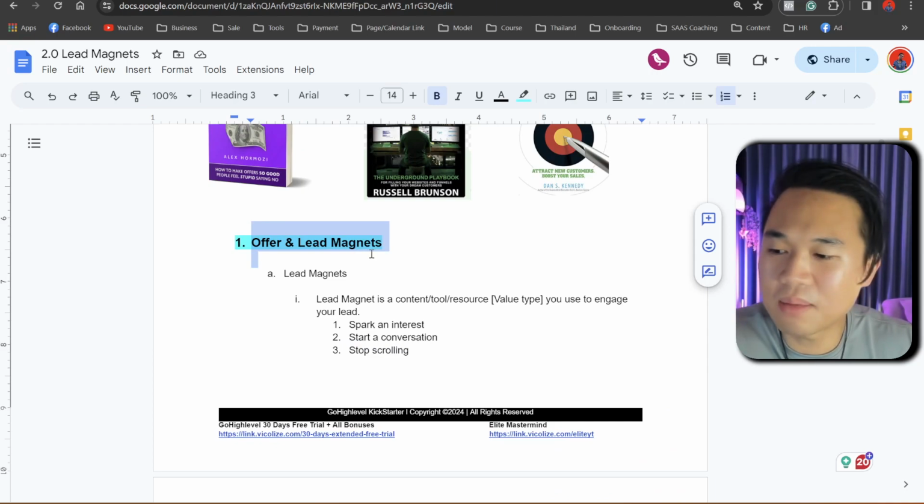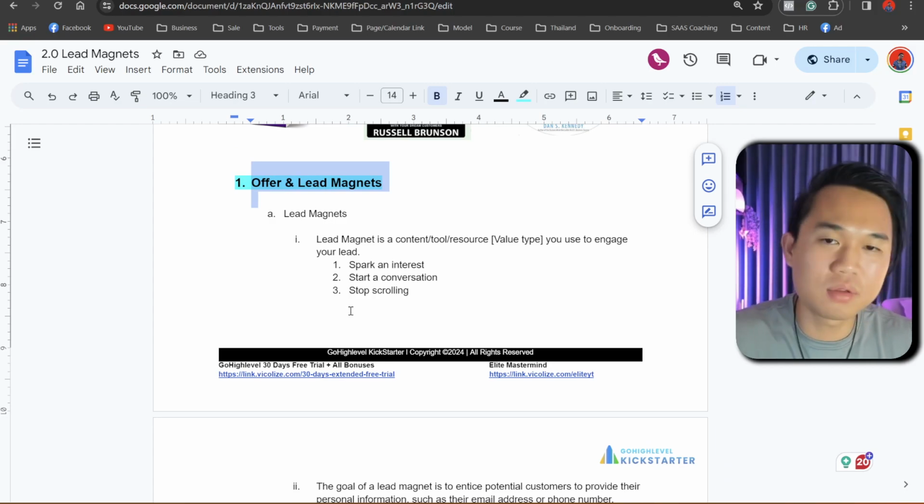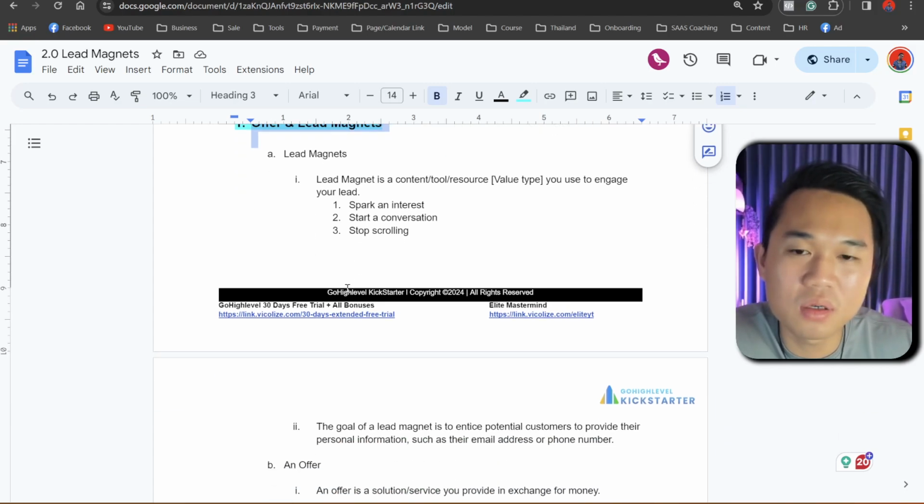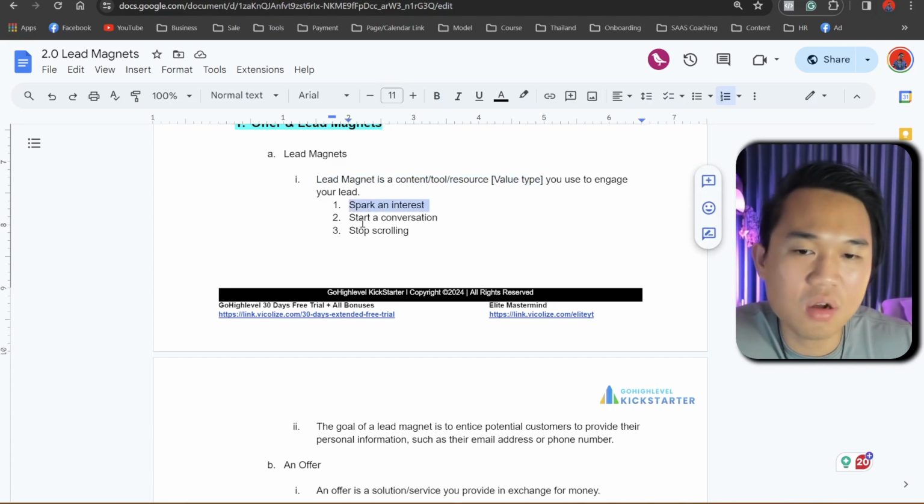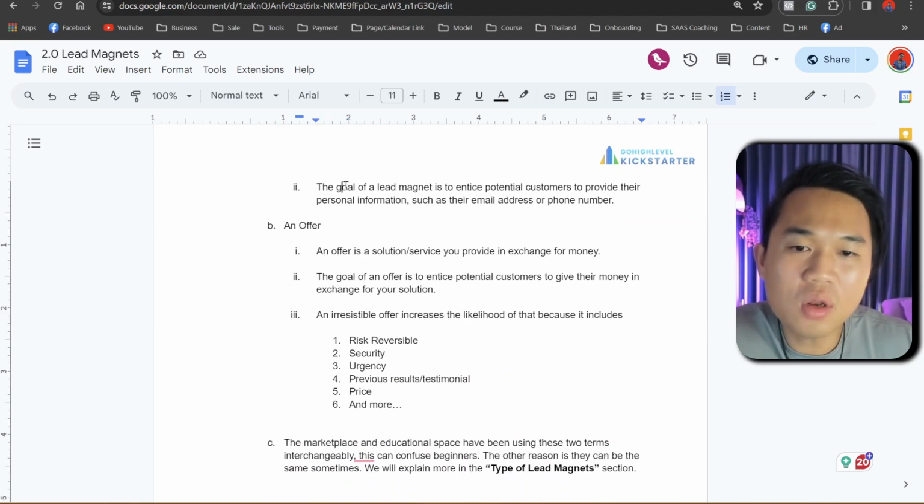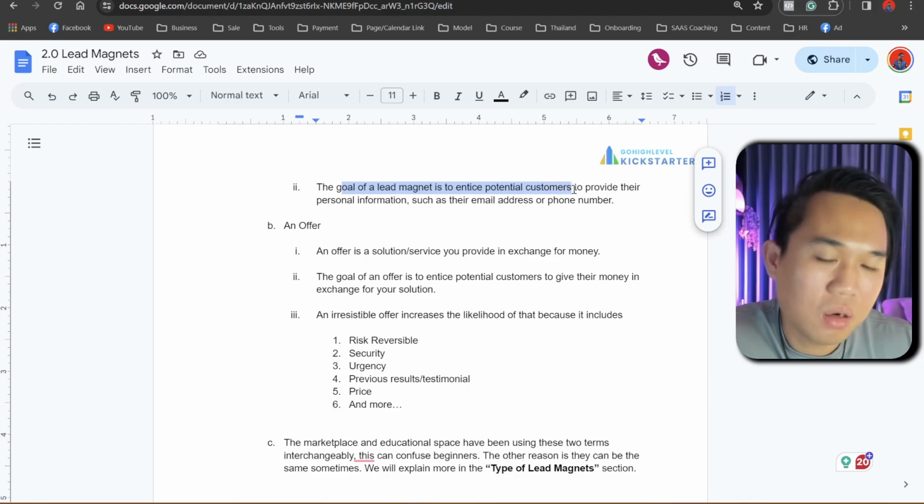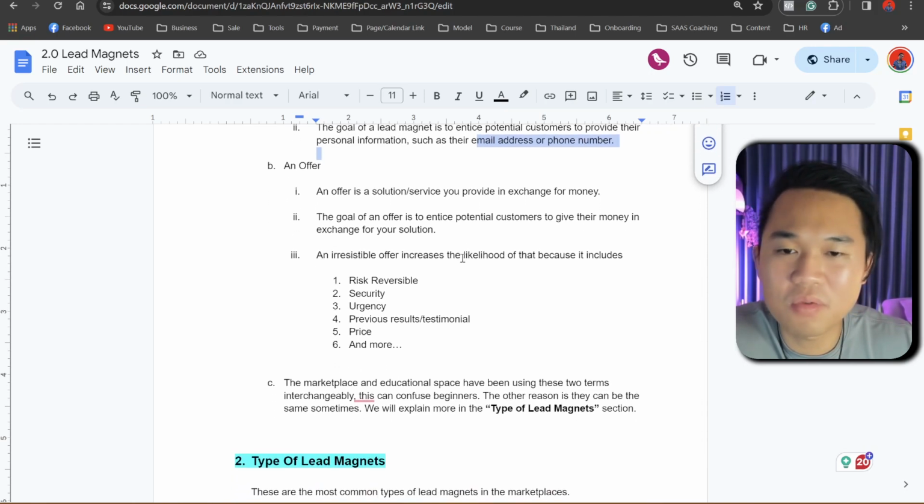So let's start off with the terms, offer and lead magnet. How are they different, and how are we going to define them moving forward in this course? A lead magnet is pretty much a content or resource, any sort of value-type content that you use to engage your lead. That means to spark an interest, start a conversation, or stop them from scrolling. The goal of the lead magnet is to entice customers to provide their information such as name, email address, and phone number.